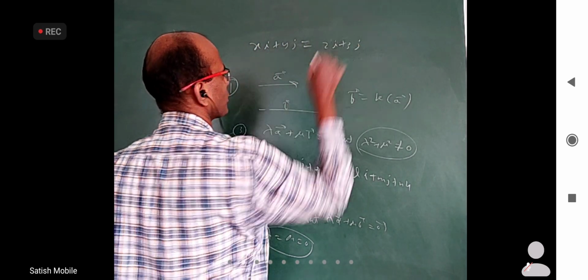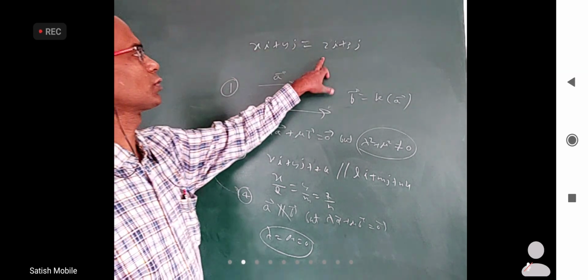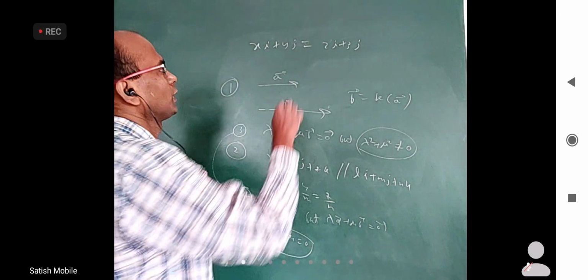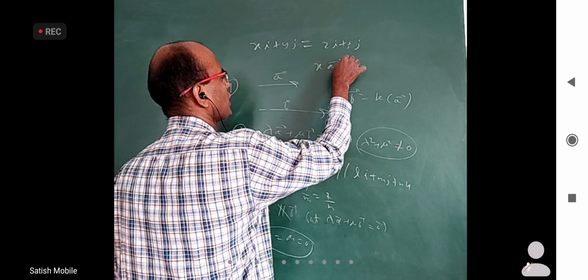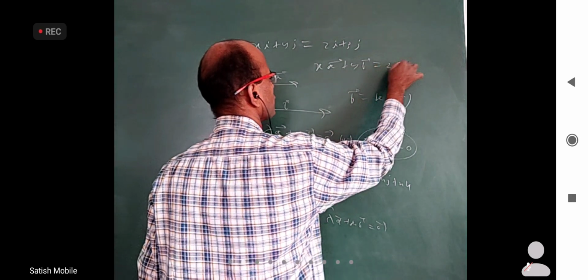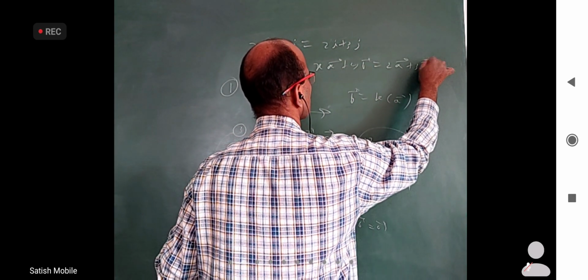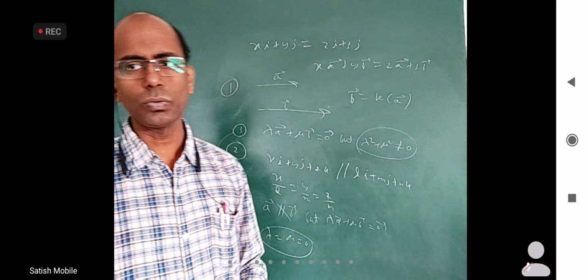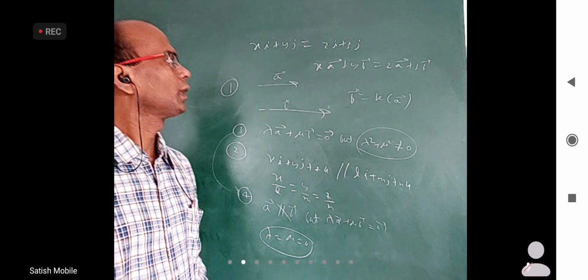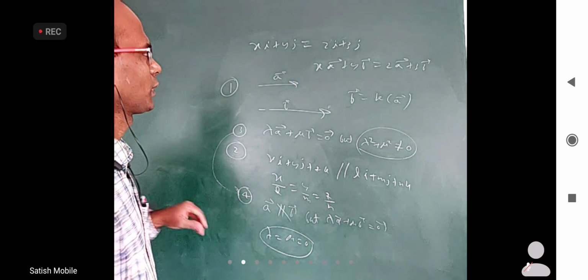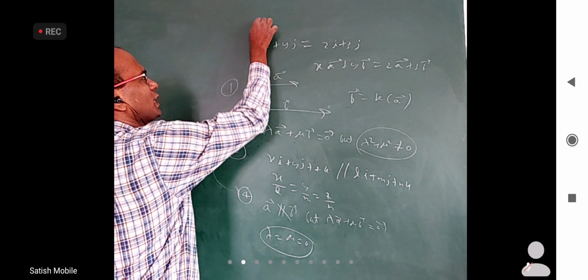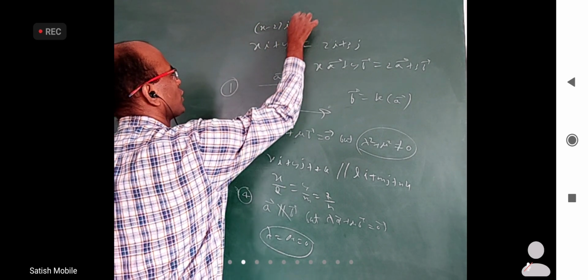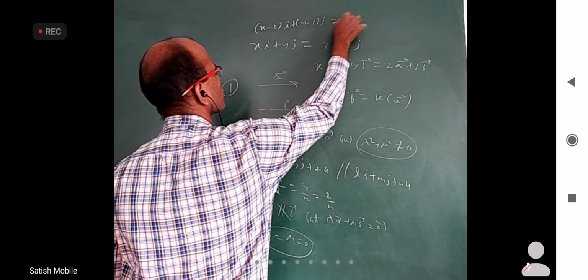Alright. This is the point where yesterday I asked this question: xi plus yj is equal to 2i plus 3j. Can we say x equal to 2 and y equal to 3? Yes. If I give x a bar plus y b bar is equal to 2a bar plus 3b bar, can I say x equal to 2 and y equal to 3? No. Yesterday I gave some example. What is the difference between this and this? When you bring this one to this side, you will write x minus 2 into i, y minus 3 into j is equal to 0.